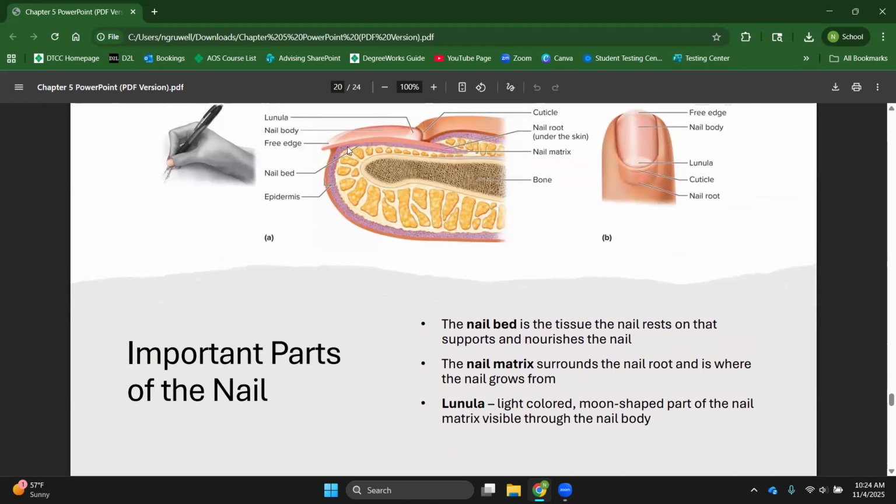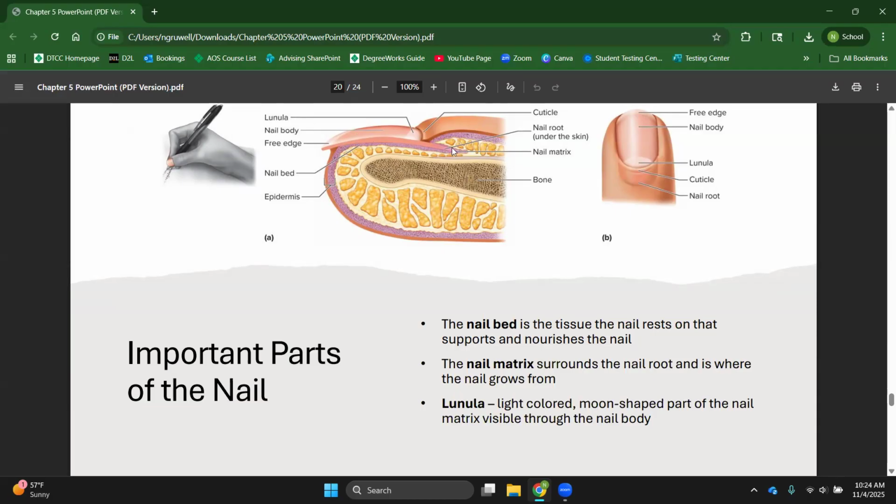Underneath our nail body is the nail bed. And so we have a lot of blood vessels that extend into this nail bed, and it actually diffuses and nourishes the nail body as well. So if you squeeze the tip of your nail hard and then let go, you'll see it gets pale and then it gets red again. That's the blood vessels getting supplied with blood again after being compressed.